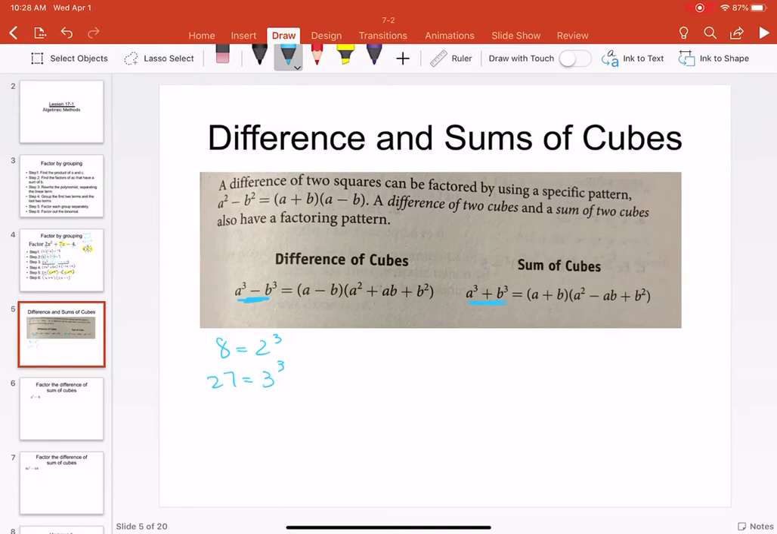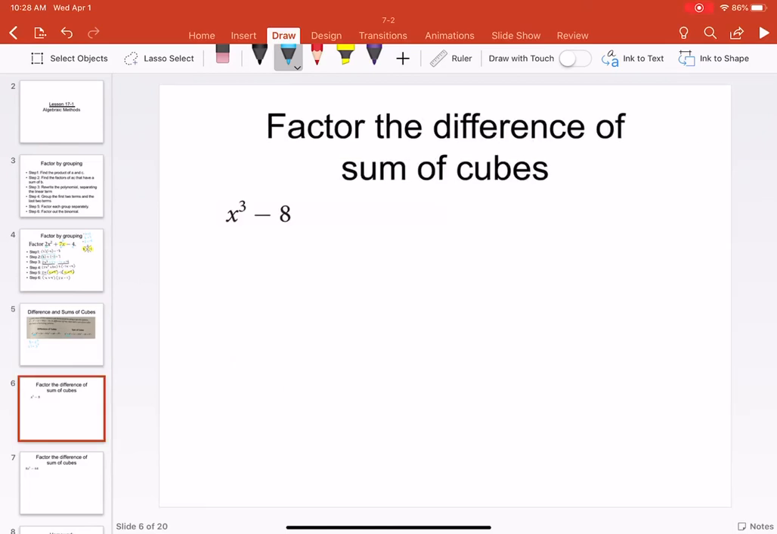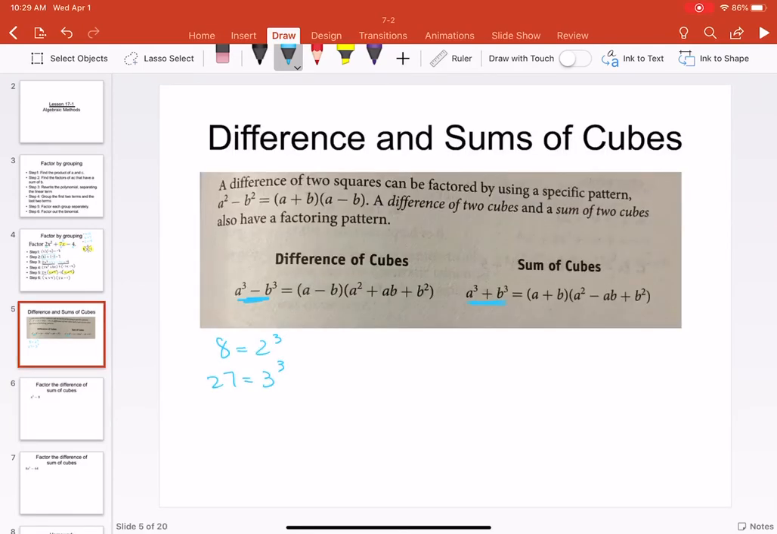Okay, so now we're going to factor a difference of, or a sum of cubes. So I have two examples for you. This is our first example. What we do is we use our formula or a pattern, and we're just going to plug in the numbers. Anytime I see an A, it's going to go here, here, here, and my B's are going to go here, here, and here. Same thing for the sum of cubes. So let's start with the first one.